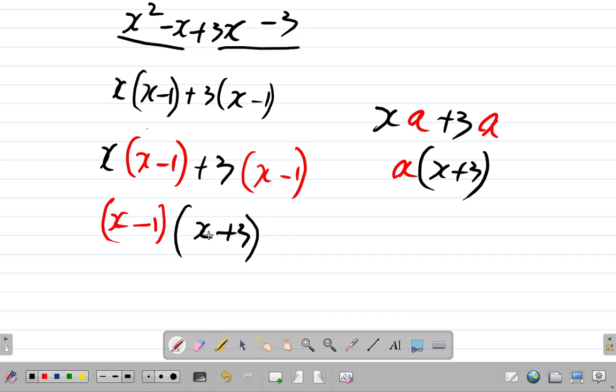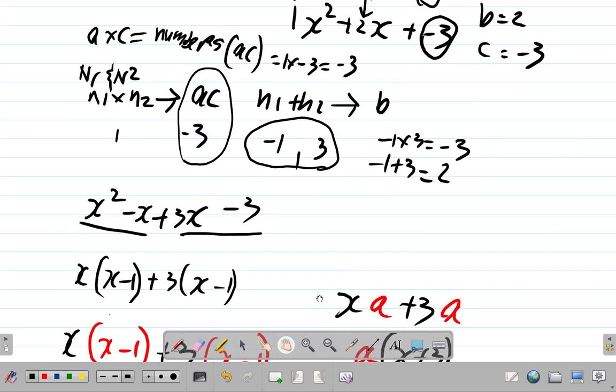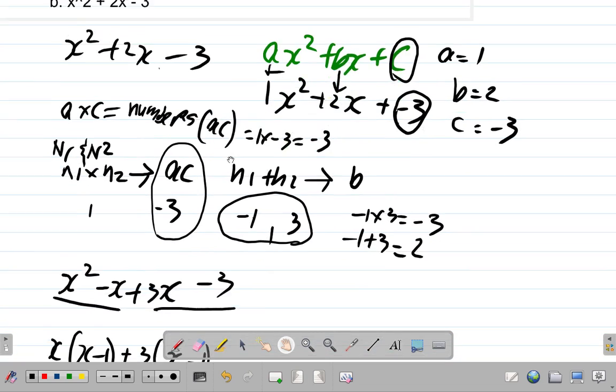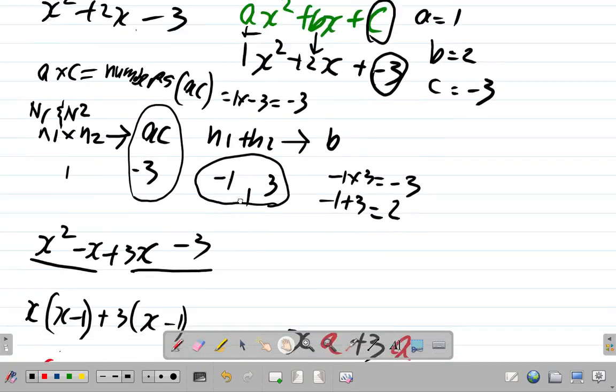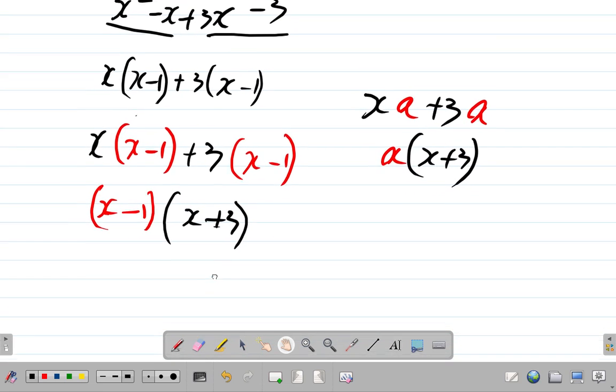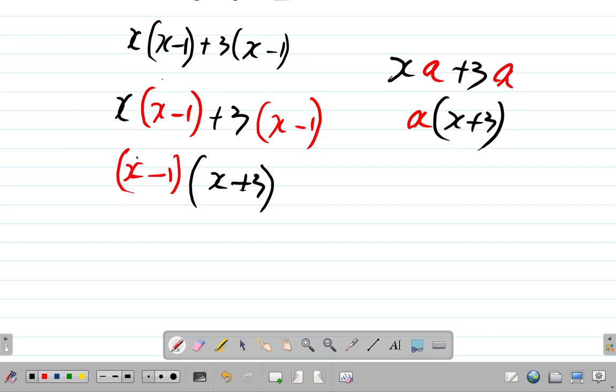Alright? So that is what you have there: x minus 1, x plus 3. That's what you get when you factorize x squared minus 2x minus 3. And we can test it. x minus 1 multiplied by x plus 3: x times x gives you x squared. x times 3 gives you 3x. Negative 1 times x gives you negative x. Negative 1 times 3 gives you negative 3.